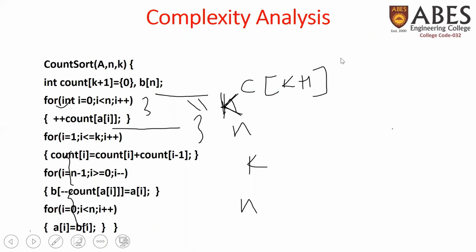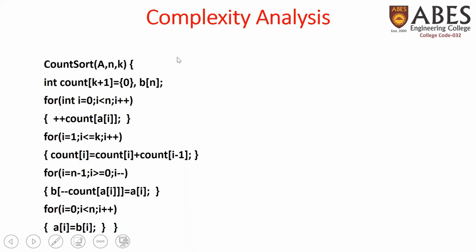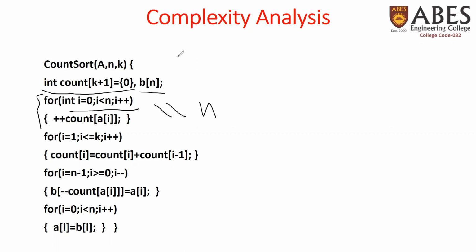Here we have made some function. We are just doing the same thing which you are performing in your working process. Here I am initializing a count array with K plus 1 length, and we are defining another array of n length. Here I'm creating this loop just to count each and every key element and update the value of the count array. This loop will get executed n times.